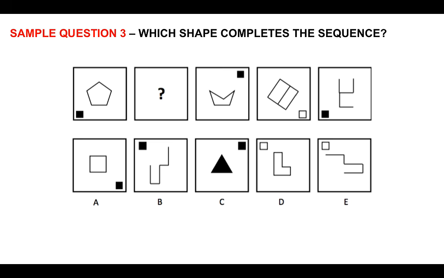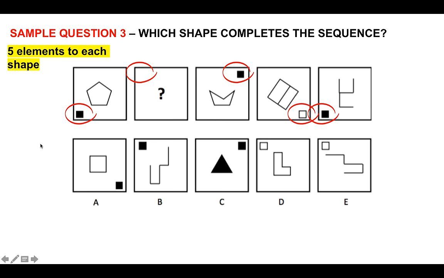So there's a couple of patterns that we can see straight away. You'll notice that the black square is moving 90 degrees clockwise around. But you'll notice there's a white one and then there's a black one. So that tells me the one where the question mark is has got to be white. So automatically we could get rid of B and C if we wanted to straight away.